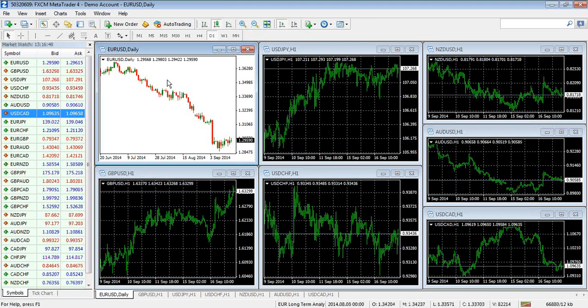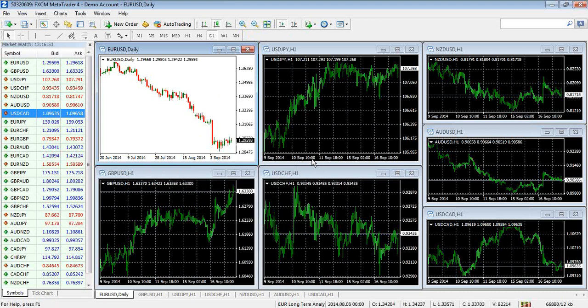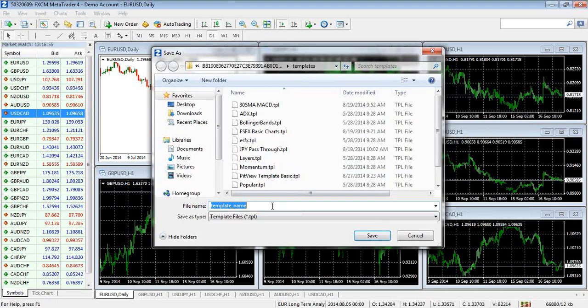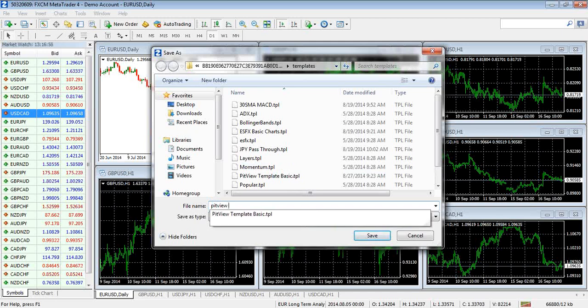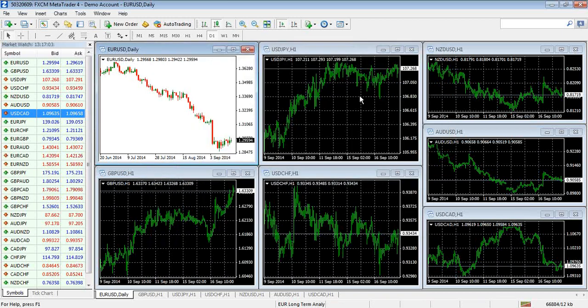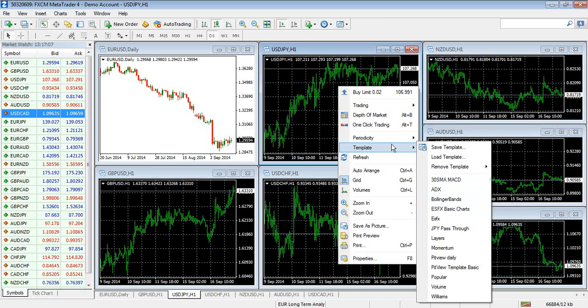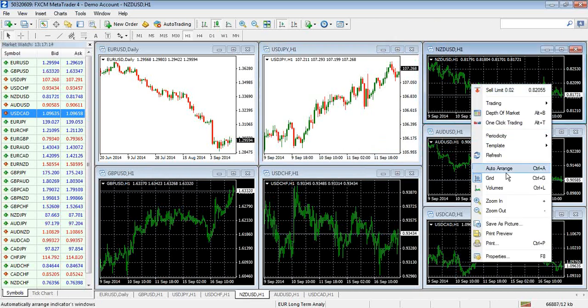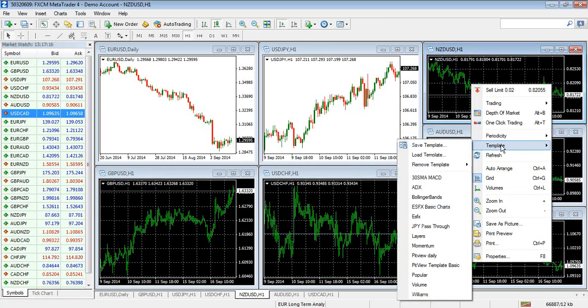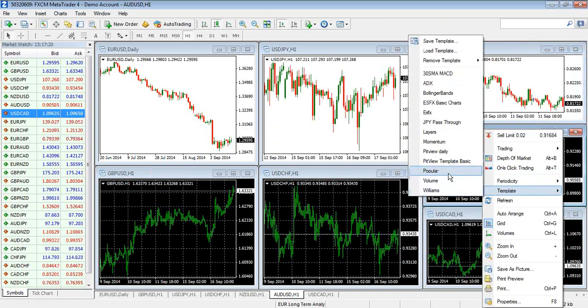Once I get this template set up, I can go down here and save this. I can save this template and call it PitView daily. Click save. And then I can change all these charts to reflect that. All I have to do is right click on each chart. I don't have to go through that again. I'll have to change the time frame because I just customized the colors.